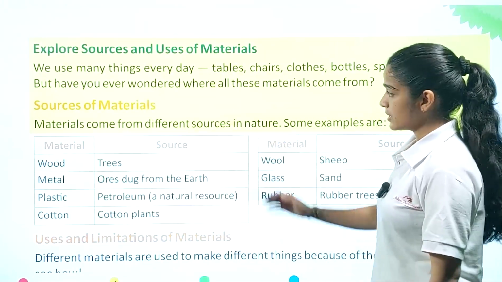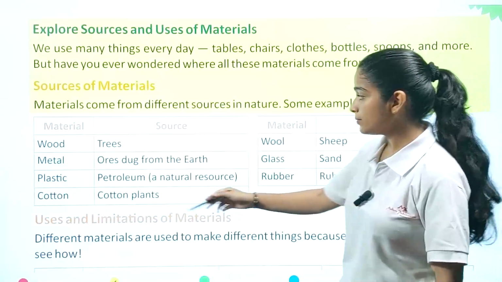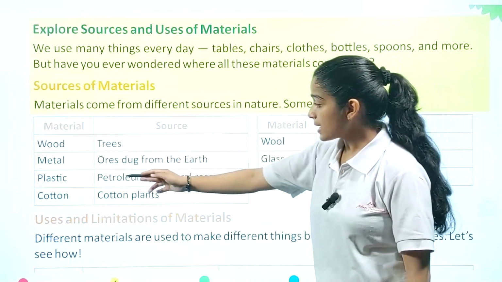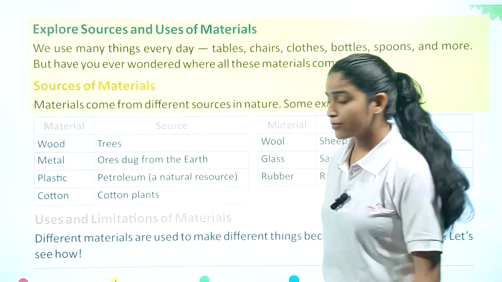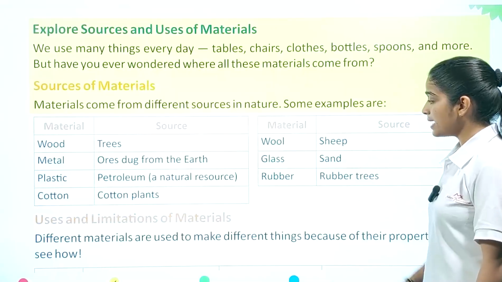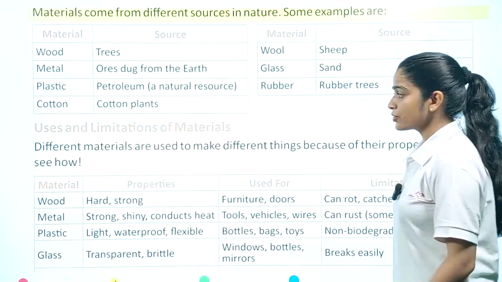Sources of materials. Materials come from different sources in nature. Some examples are: wood comes from trees, metal comes or is extracted from the earth, plastic comes from petroleum, a natural resource, cotton comes from cotton plants, wool from sheep, glass from sand, and rubber from rubber trees. Now, uses and limitations of material.